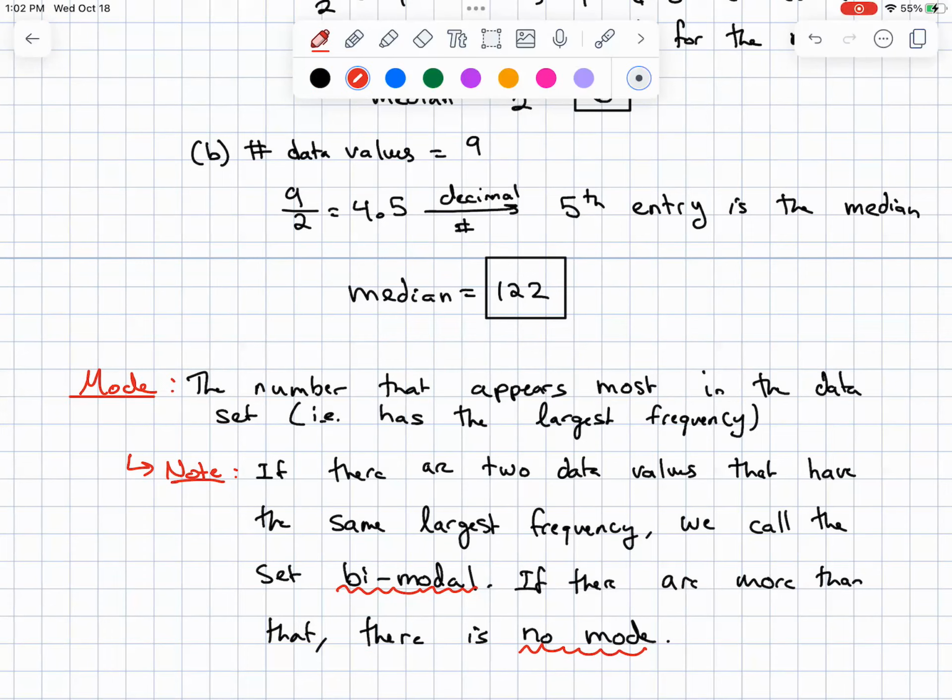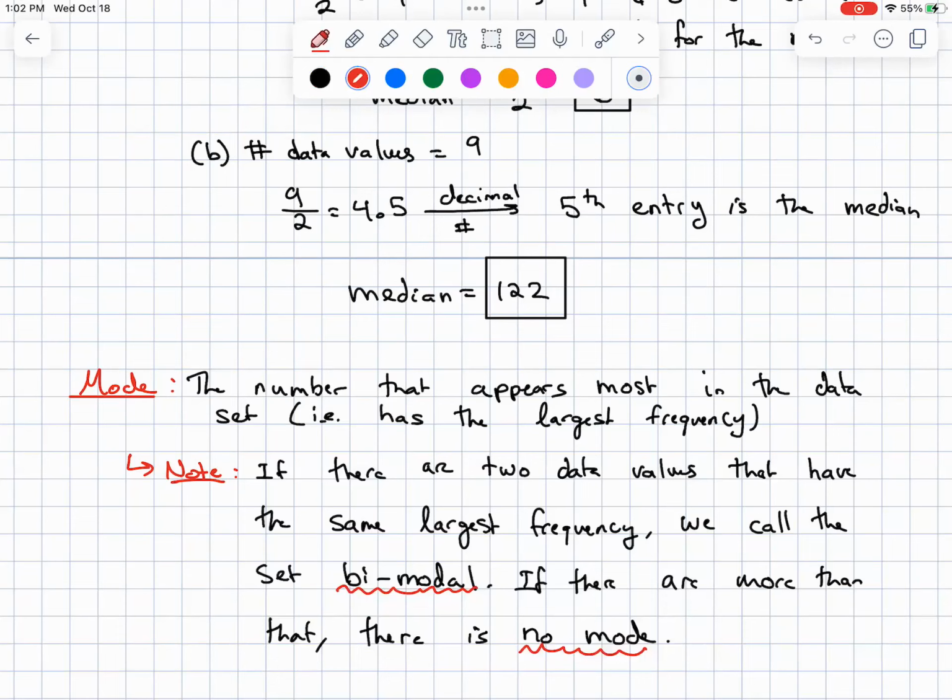So excellent question. And that would be the same thing if there were three separate data values that had the same frequency, then there would be no mode. So if there's a 333, a 444, and a 555, then there's no mode. I guess you could technically call it trimodal if you really wanted to, but it's usually just either the mode or the bimodal sets.